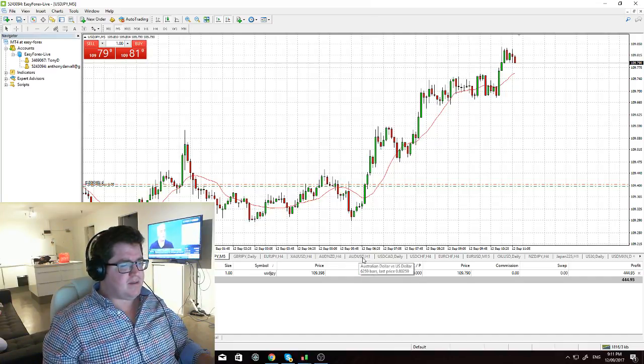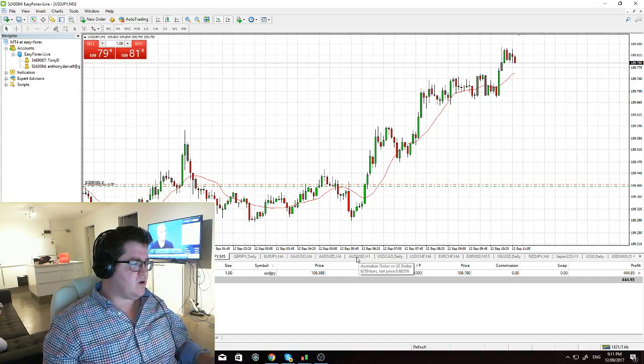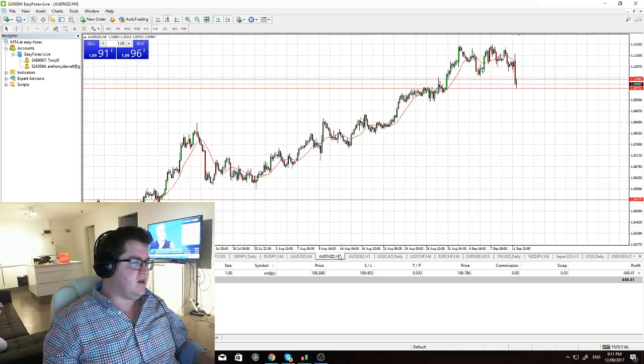There are some ways to play some of the side pairs as well, crosses. I mean, euro pound we talked about. Aussie Kiwi's having a little dip lower. Now, depending on how you view the Kiwi, right?